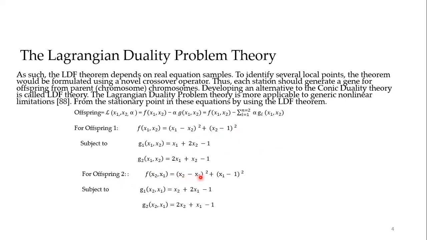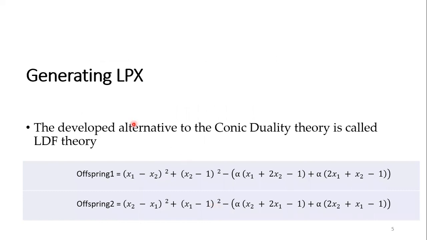x2 minus x1 this time, and x1 minus 1, it was x2 for the first offspring. And a slight change here again: x2 plus 2x1 minus 1. You can see it starting with x1 here. So that's the difference between them. And for gene 2, x2 plus x1 minus 1. So to generate two offsprings, that's how we generate them.